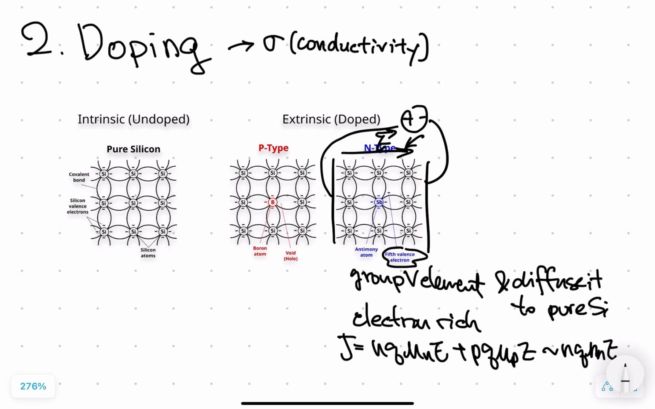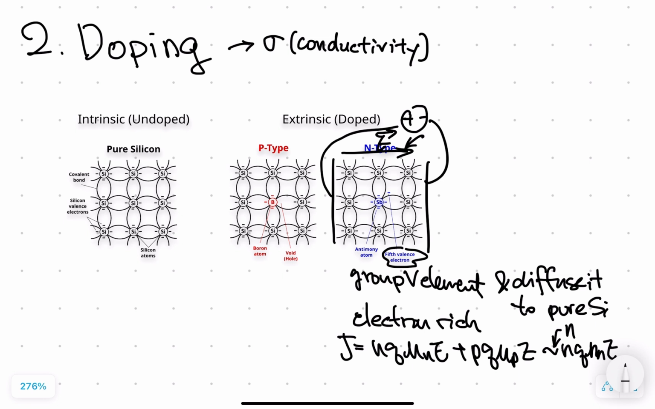What is the main cause of current? Well, this formula shows that N, so electron is the main cause of the current. So we call electron as a majority carrier and hole as a minority carrier.